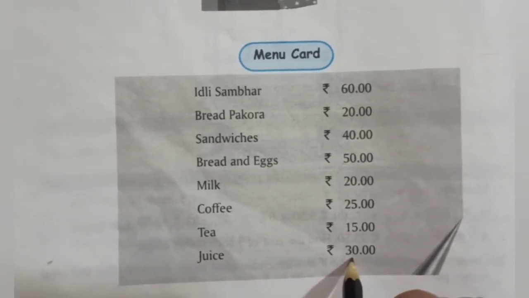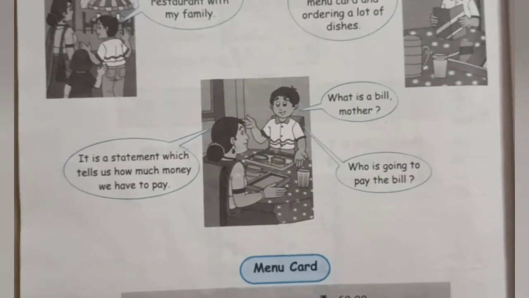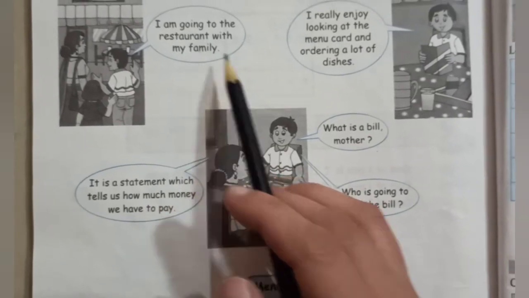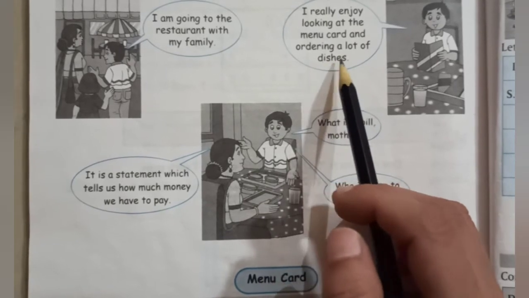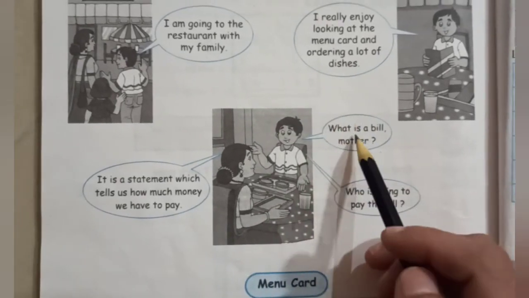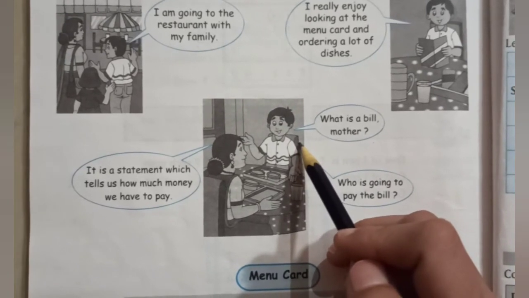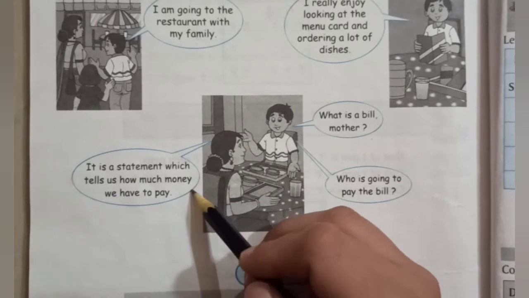So there is a family who has gone out for having breakfast, and here you can see I am going to the restaurant with my family. Then I really enjoy looking at the menu card and ordering a lot of dishes. "What is a bill, mother?" So this boy is asking his mother, what is a bill? She says it is a statement which tells us how much money we have to pay.